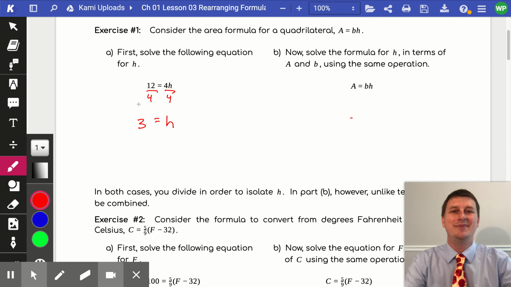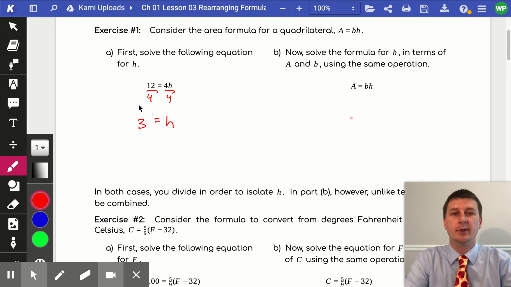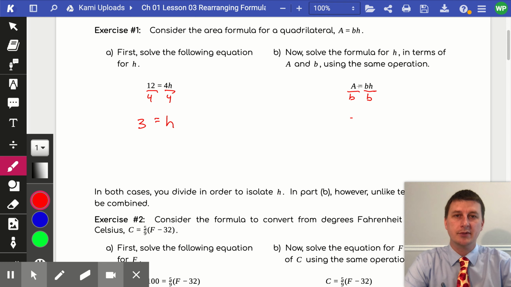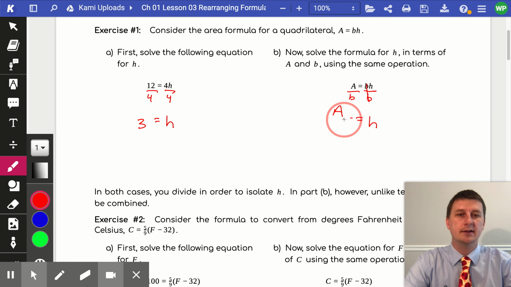Now we're going to take a look at b. And it says now solve the formula for h in terms of a and b, which means that a and b are both going to be in our answer using the same operation. So the operation we used over here was dividing. So to get h by itself, again, it's being multiplied by b. So we're going to divide it by b. And a and b are not like terms, so we can't do anything further with this. So we're actually going to be left with h is equal to a divided by b, or a over b.